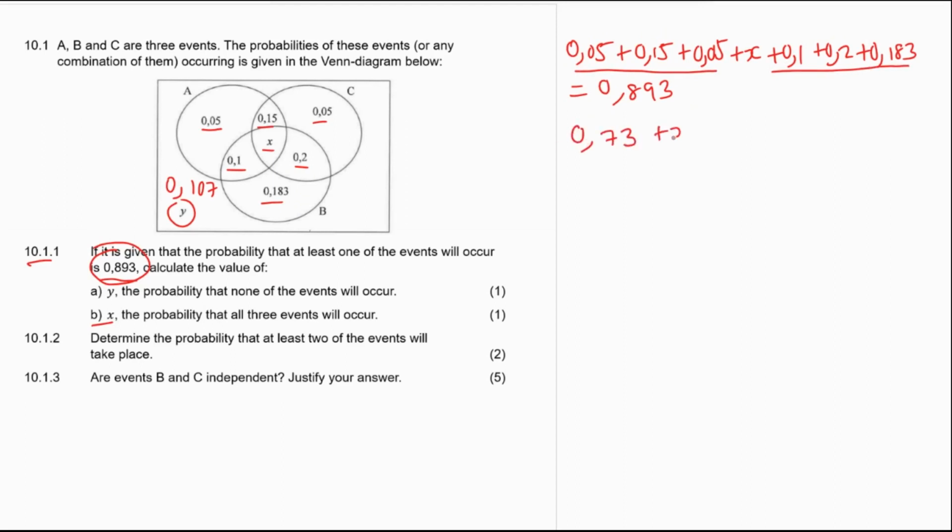Right, if we add these and these, we'll get 0,73 plus X is equal to 0,893. Therefore, X is equal to 0,893 minus 0,73. Then X is equal to 0,16. So this is 0,16.